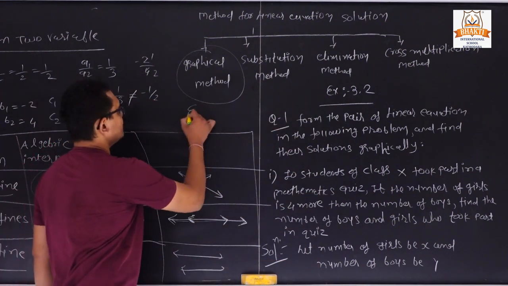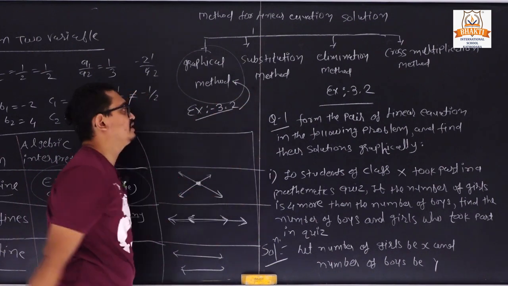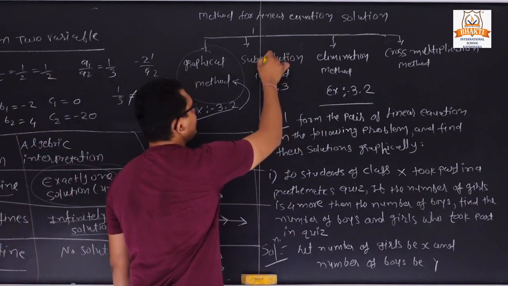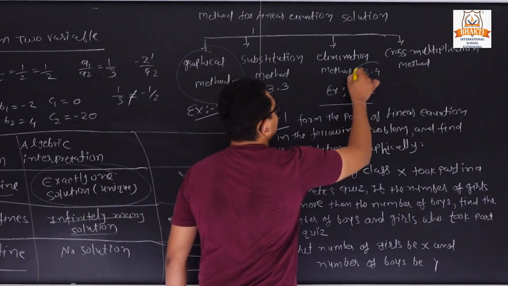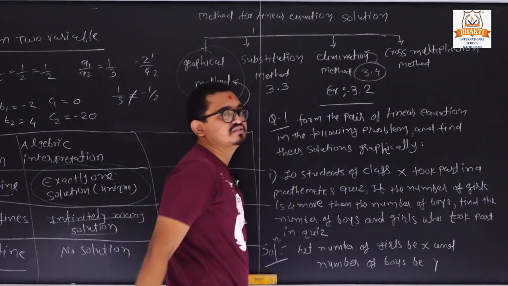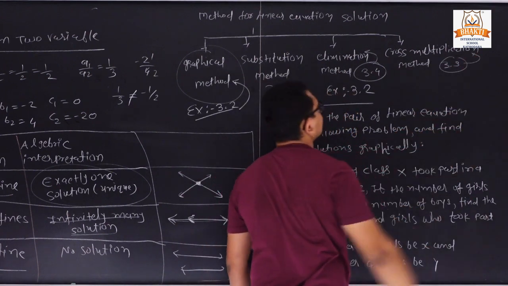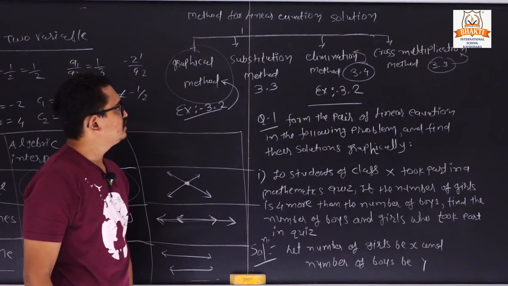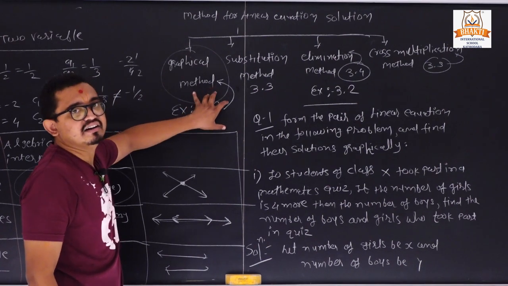Our exercise number 3.2 totally depends on the graphical method. Exercise 3.3 depends on substitution. Exercise 3.4 depends on elimination. Exercise 3.5 depends on the cross multiplication method. Clear? So now we are going to discuss our first method, the graphical method.